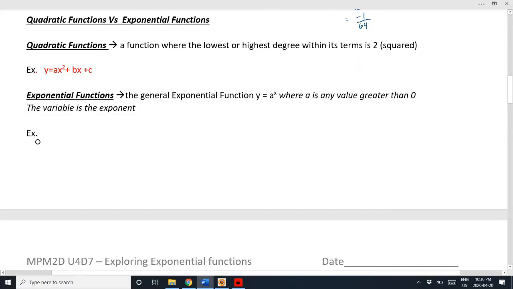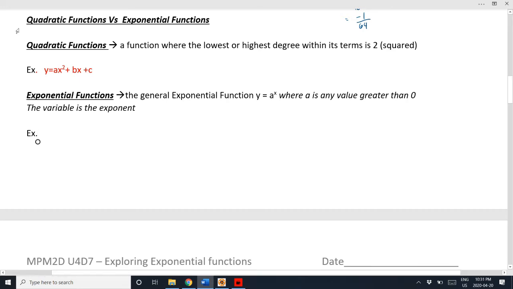Quadratic functions versus exponential functions. A quadratic function is a function where the highest degree within its terms is 2. In other words, squared. We've seen many examples of these so far in this unit. y equals ax squared plus bx plus c is the standard form.